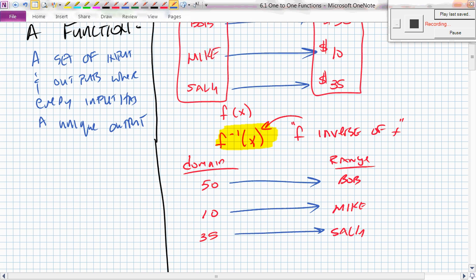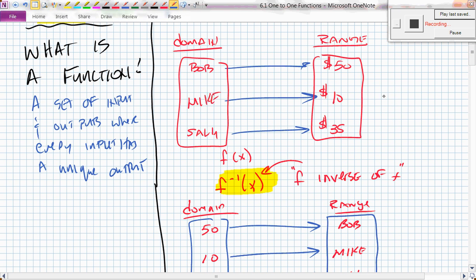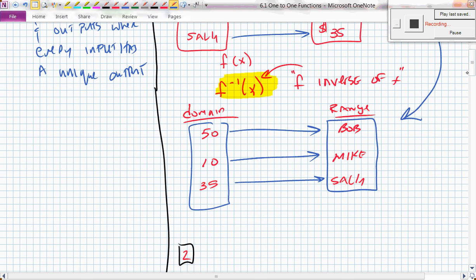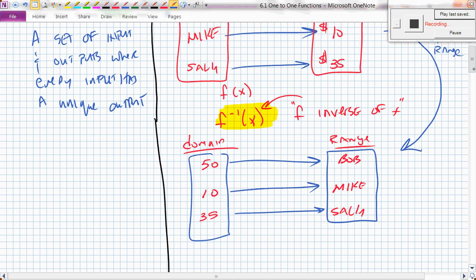So the question I have for you is, what did I do? I did something very, very simple. What was it? You guys say flip. What did I flip? All that I did was I switched the domain with the range. To find what? And how do we say the inverse? F inverse of x. So there you go. That's our first idea of what this is.